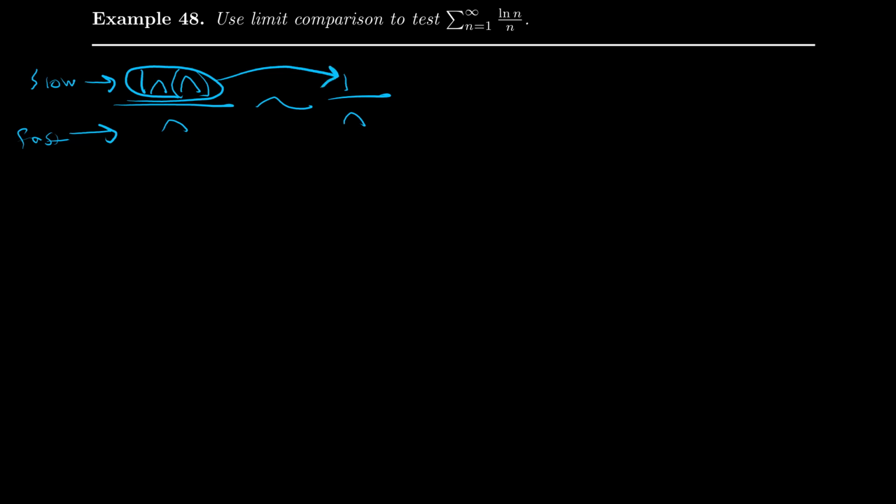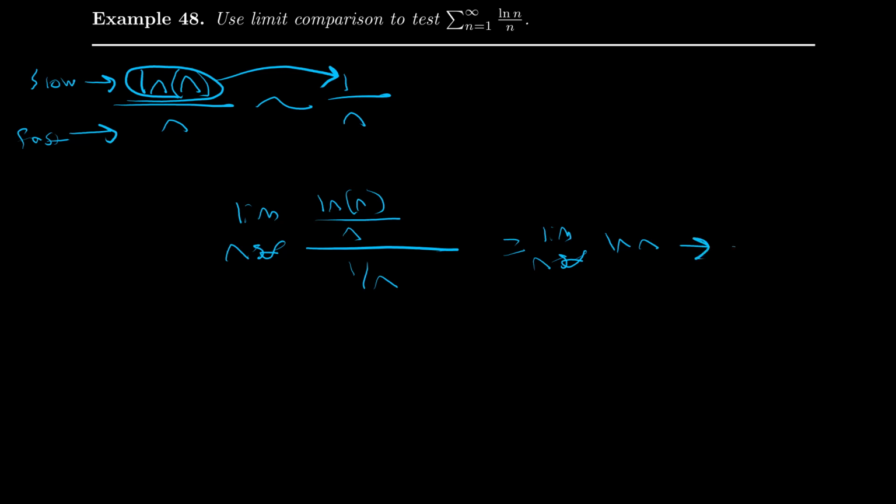So we're going to compare it against the exact same thing. So we're going to do the limit as n goes to infinity of the thing that we're comparing against, log n over n, over 1 over n. This equals the limit as n goes to infinity of, keep, change, flip. We're going to get log n over n times n over 1, and those n's are going to cancel. So this will just be the natural log of n, which goes to infinity.